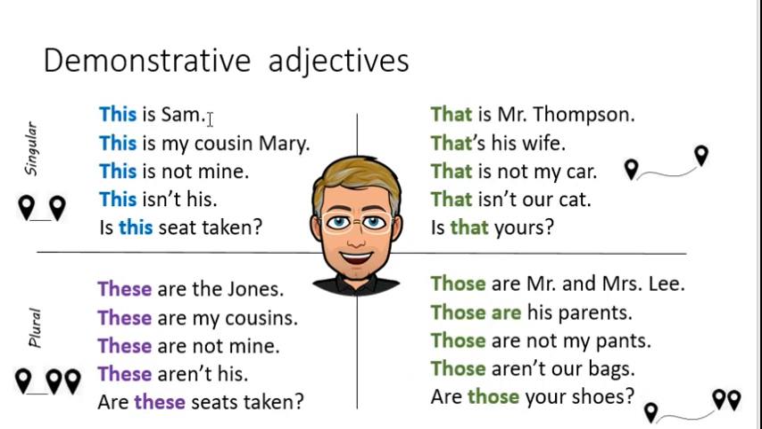This is Sam. So when you say this is Sam, Sam is next to you. If you say this is my cousin Mary, your cousin Mary is next to you. If you say this is not mine, you're talking about an object. You can almost touch it, and you're just sending the information that this object is not your property. It does not belong to you.